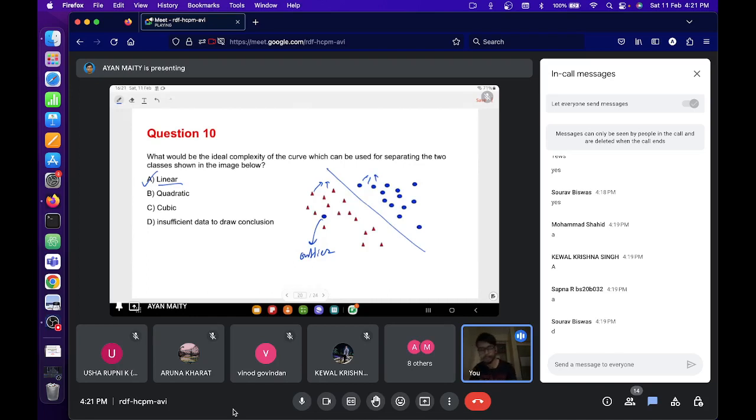Yeah, so linear is the right answer. It's a very simple question. We just have to consider this blue dot as an outlier point. We don't have to consider it as some special point, otherwise we have to draw a much more complex curve to perfectly classify even this point. That is not required. We can classify all the other points perfectly using this linear separator. So linear is the right answer.